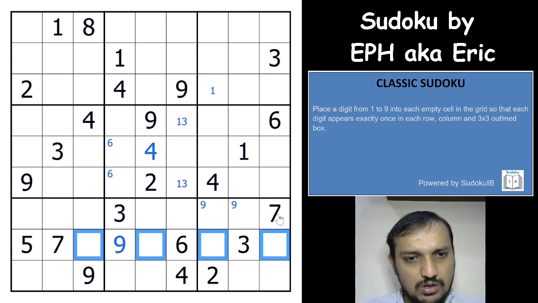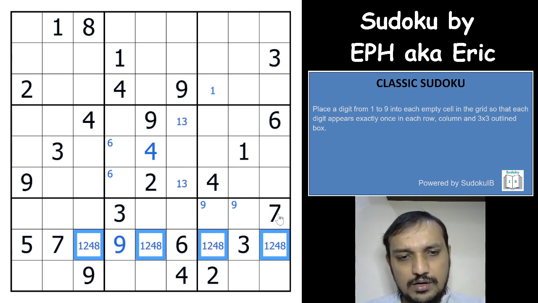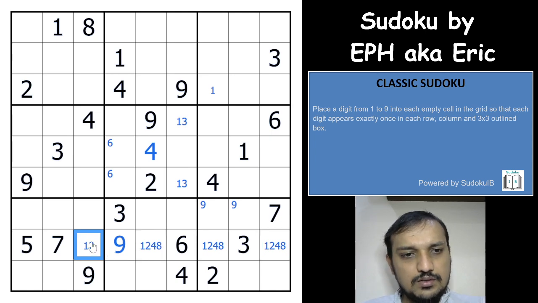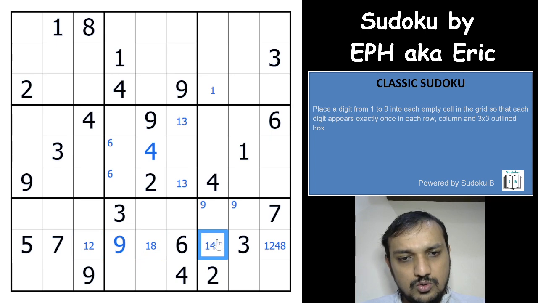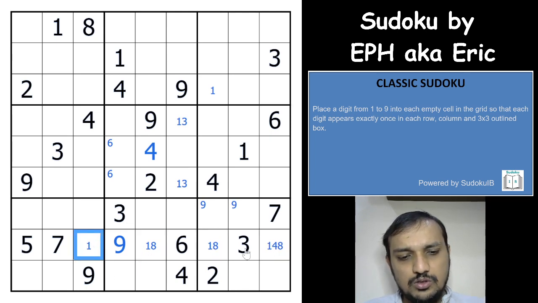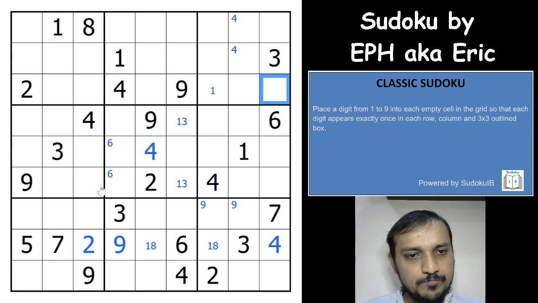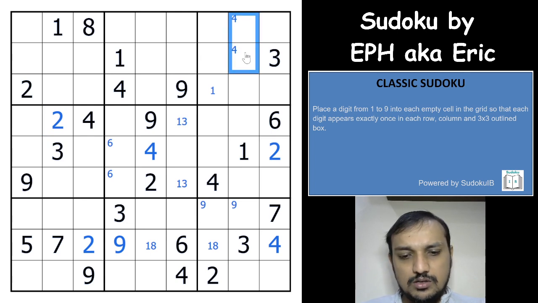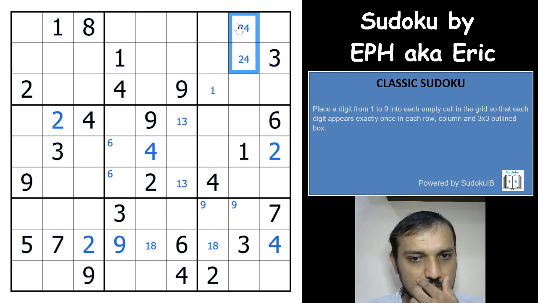1 2 8 and 4, 1 2 4 and 8. So 4 and 8 don't come here, 2 and 4 don't come here. So you have a 1 8 pair here. That gives you a 2 here and a 4 here, right? That's amazing. So you get a 4 in one of these two cells, and you get a 2 here. That gives you a 2 here, and you get a 2 in one of these two cells. So you have a 2 4 pair here. That's amazing again.